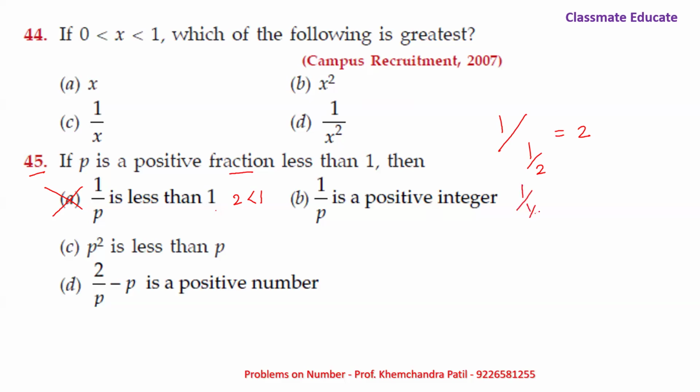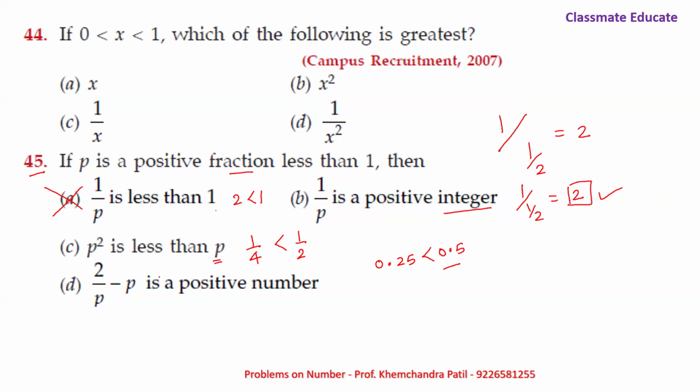Because 1 upon 1 by 2 will be 2, and this is an integer value. P square is less than P. What will be P square? If you take fraction P as 1 by 2, P square will be 1 by 4. And 1 by 4 is less than 1 by 2. This is also true, because 1 by 4 is 0.25, and 0.25 is less than 0.5. Yes, this is also true.